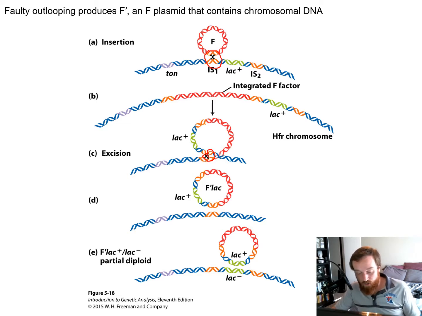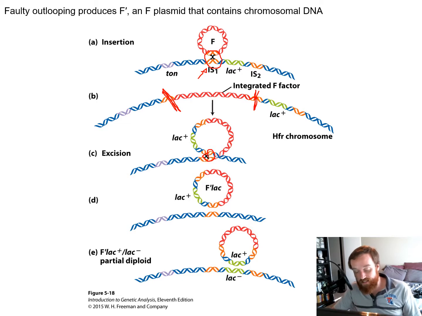So here, it's kind of hard to see. The colors red and orange are very close, so it's hard to see. But we have an integrated F factor, and we have these 2 homologous sequences here. And so the outlooping should naturally occur where those 2 kind of pinch off and allow this chromosome to come back together, as in this first picture here, and the F factor just be released.